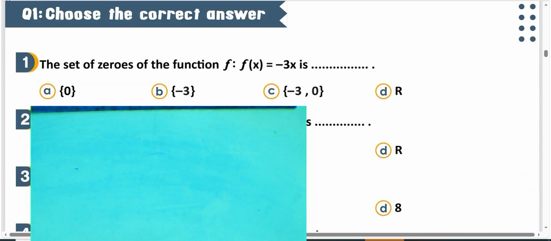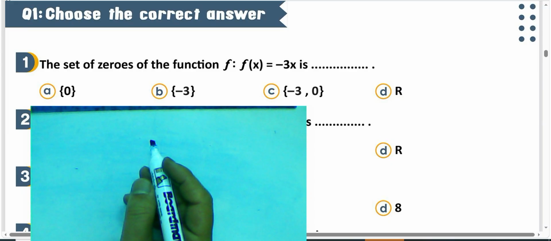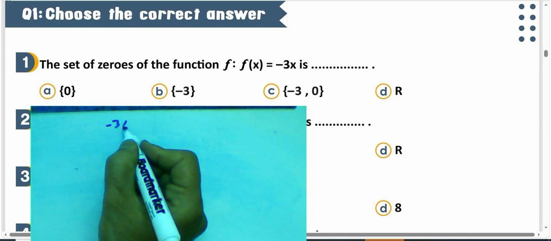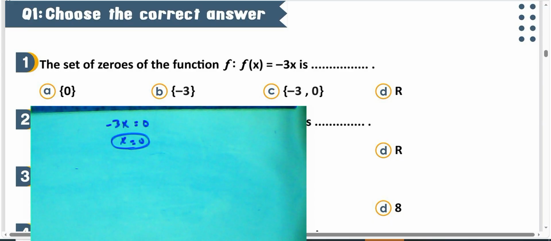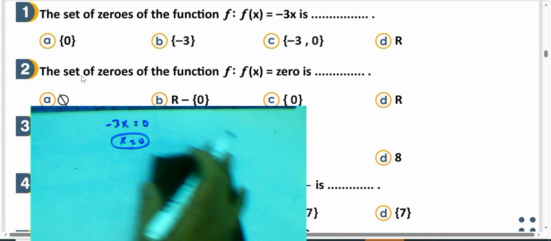Now we will solve this question. Choose the correct answer. The set of zeros of the function f of x equals negative 3x. He asked about the set of zeros. The answer here will be 0, because negative 3x equals 0 if x equals 0. The set of zeros here equals 0. Choose letter A.